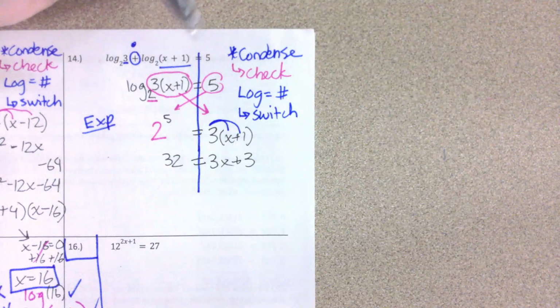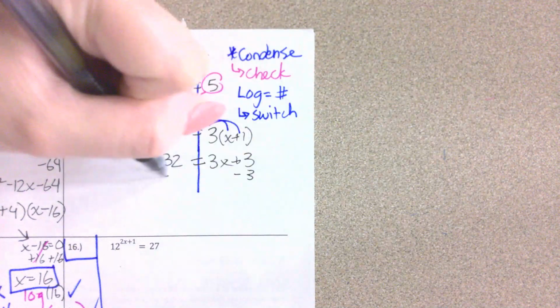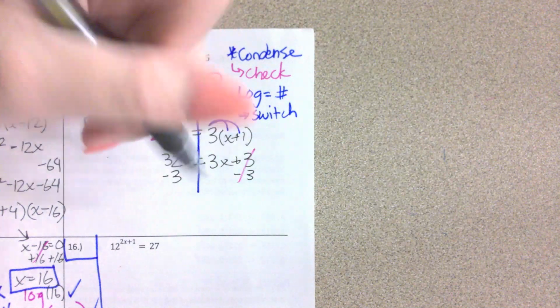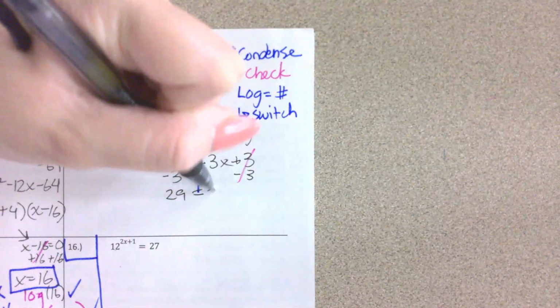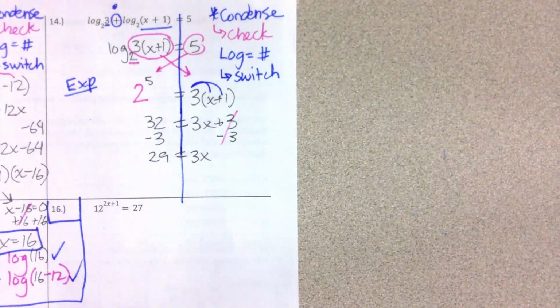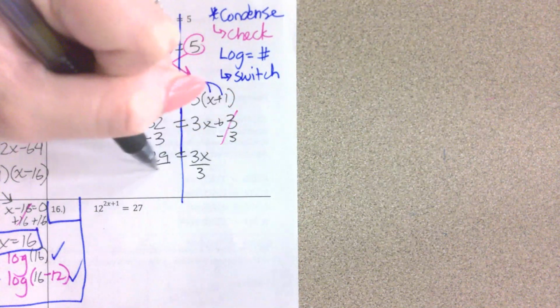And then a couple steps to solve. Minus 3 on both sides. 32 minus 3 is 29. Divide by 3 to get our answer.